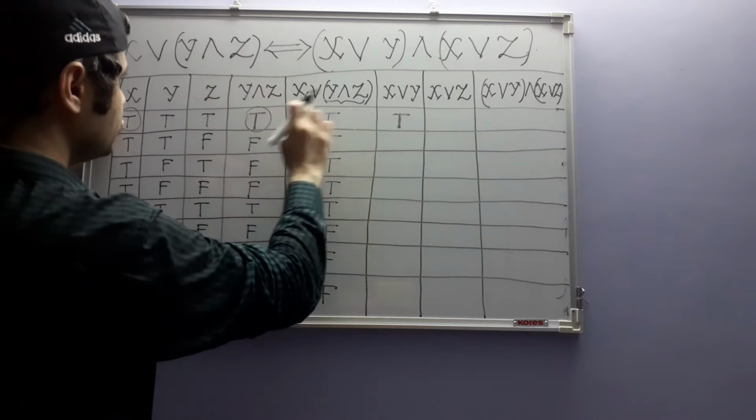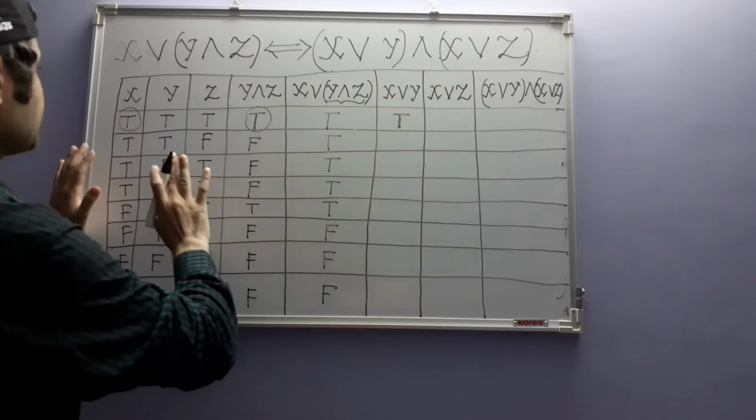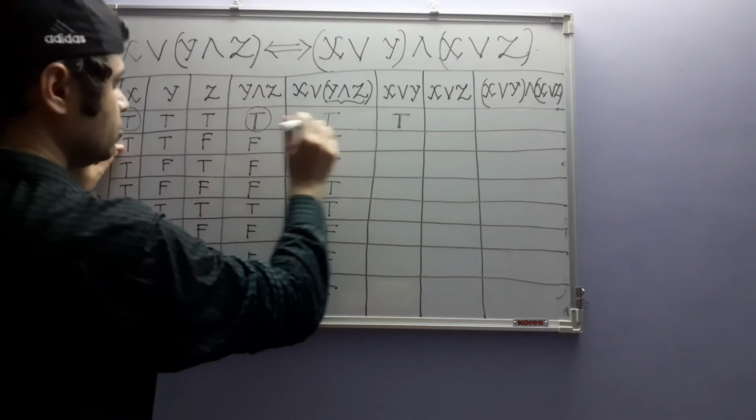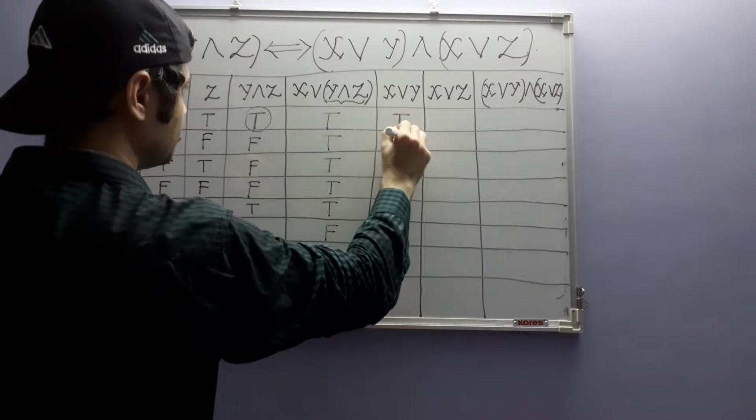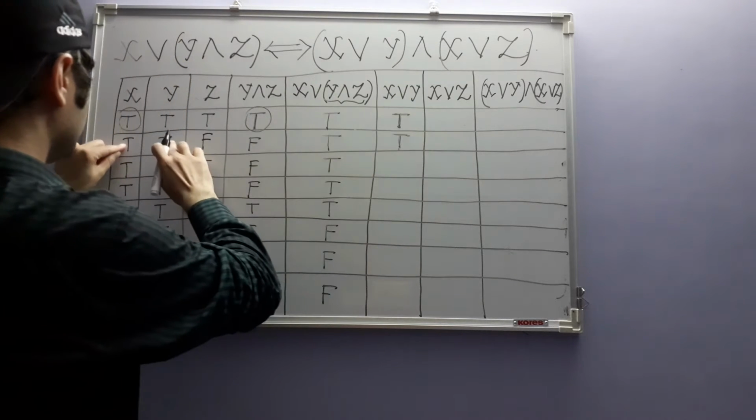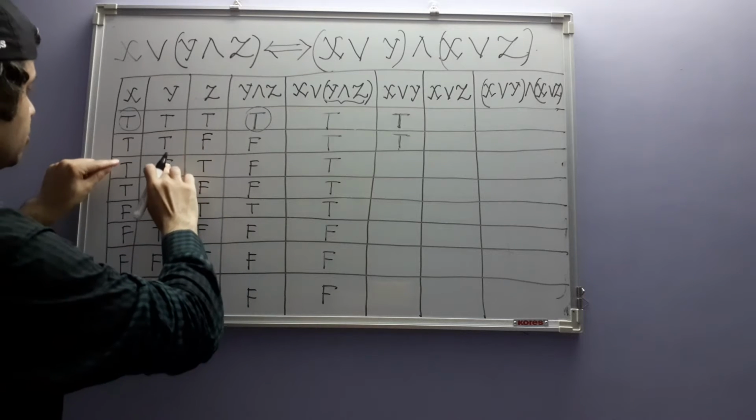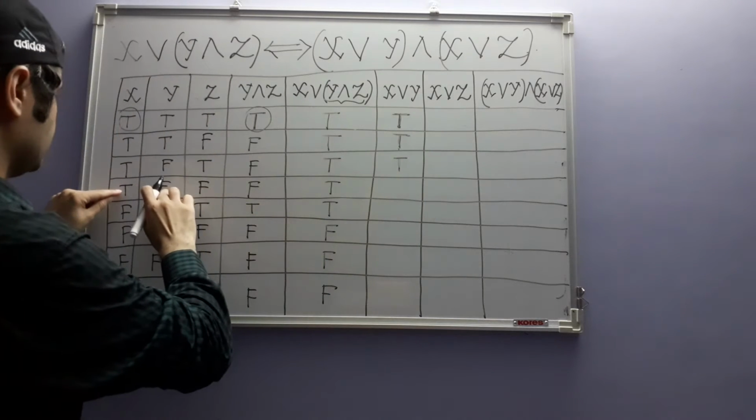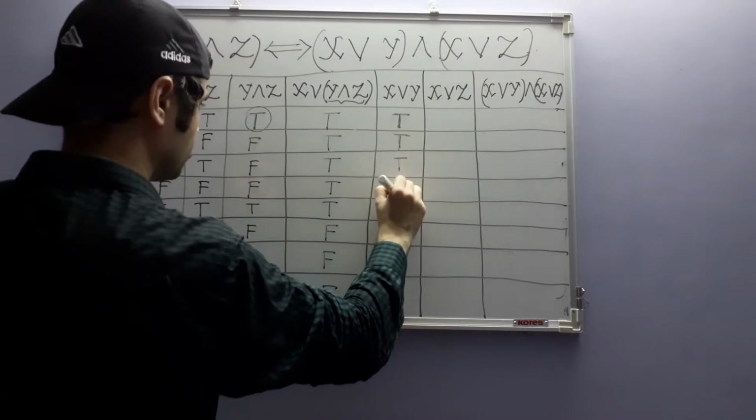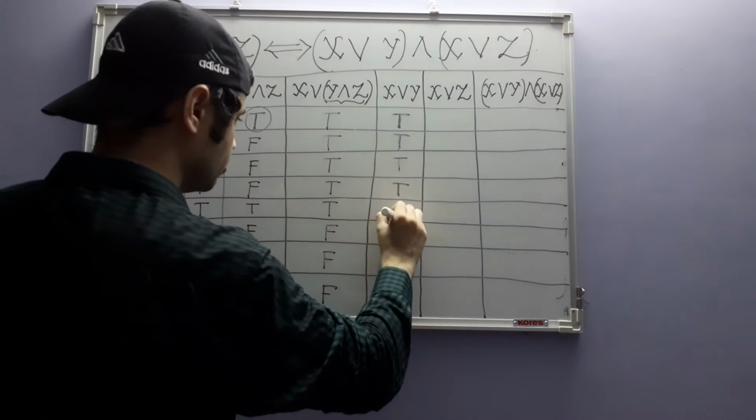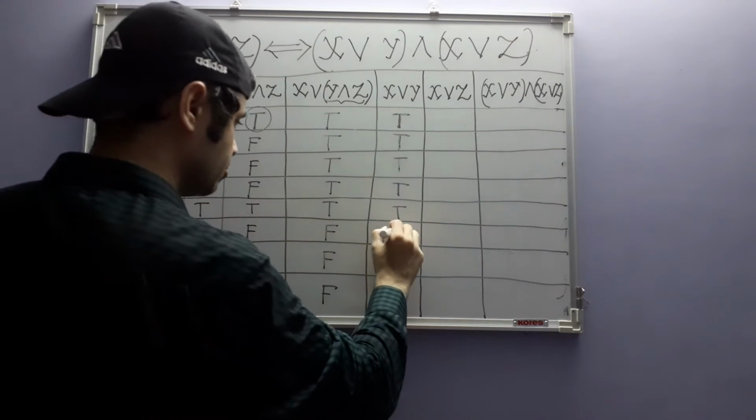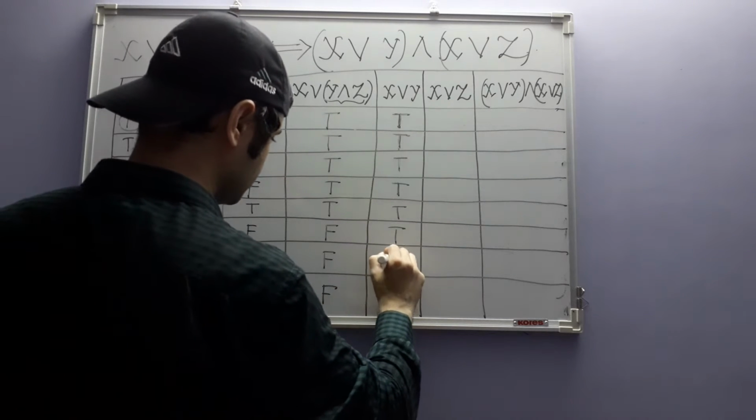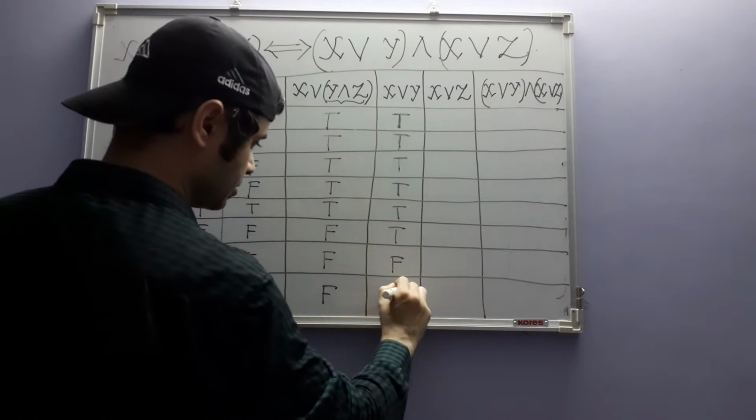So these two are true, so this is true. Oh, sorry, what am I saying? This is true, this is true, so this is true. True, true, true. Remember, we are dealing with disjunction. So we need at least one of them to be true. True, false, true. True, false, true. False, true, true. False, true, true. Now both of them are false. So disjunction is false. Here also false.